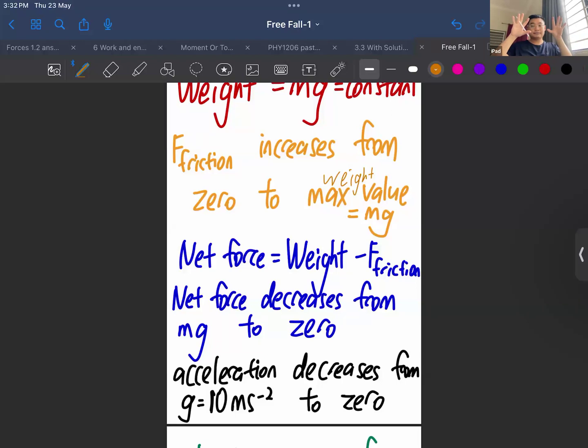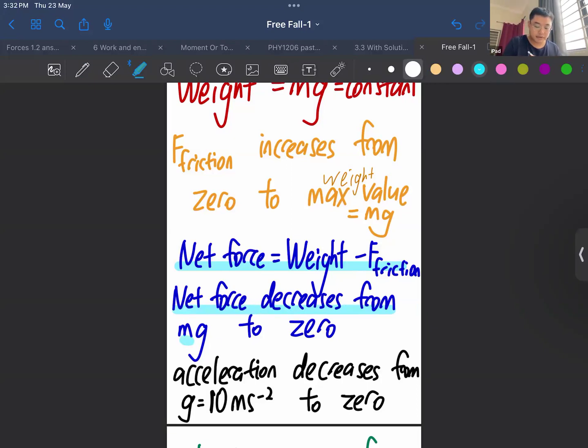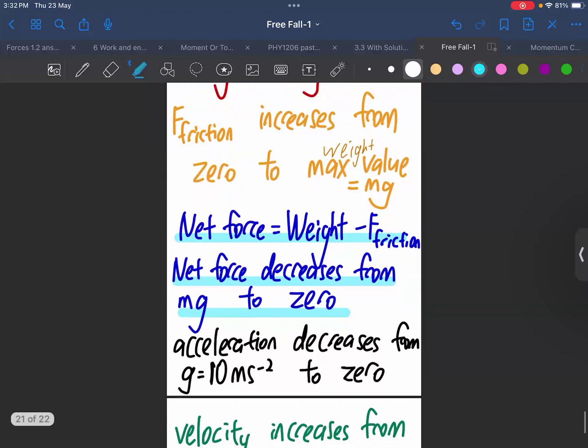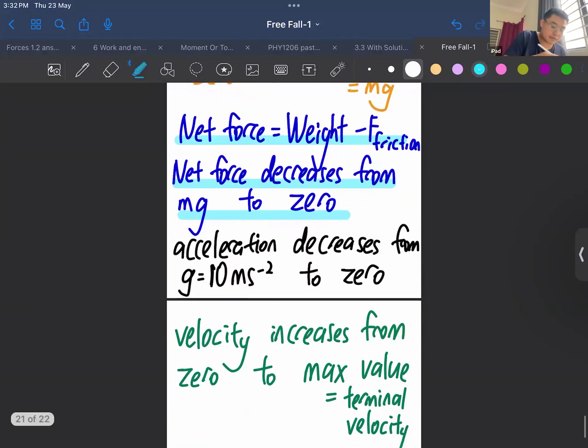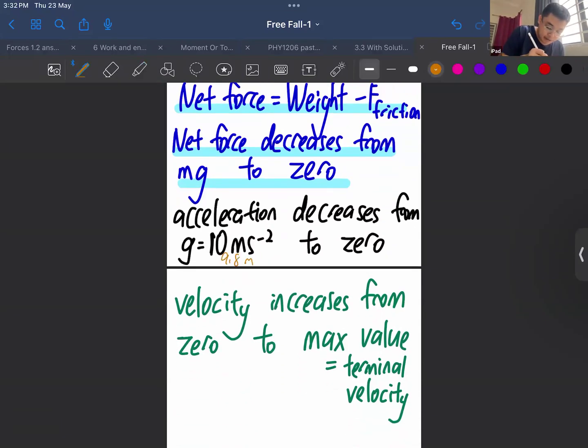Are you okay? Yes. So that's why your net force is always the weight minus frictional force. Okay? So your net force will decrease from weight all the way to 0. Okay? So that's why your acceleration will decrease all the way from 9.8 meter per second square to 0.